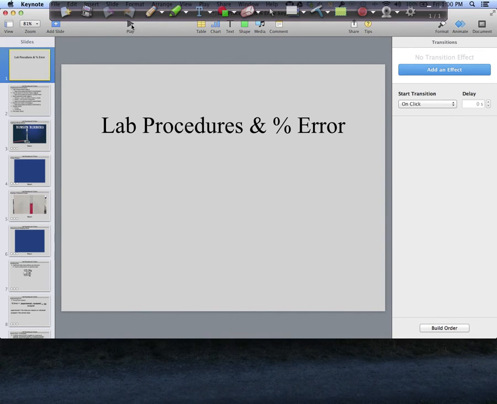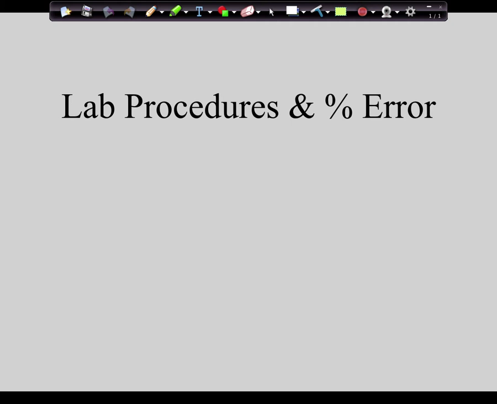Okay, so guys, let me explain to you, as I will always, what we're up to today. The date today is the 29th. Topic for your notes today is lab procedures and percent error.